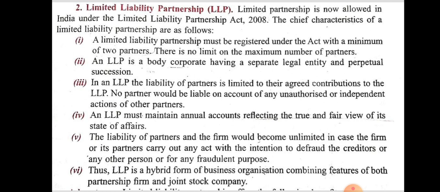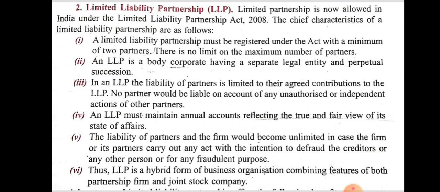Now what are the chief characteristics of this type of partnership? Number one, a Limited Liability Partnership, LLP, must be registered under the act with minimum 2 partners. So we have learned the process of registration. The partners have to register themselves in the registrar office, in the main office of the state, and so minimum 2 partners and maximum can go to 10, 20.